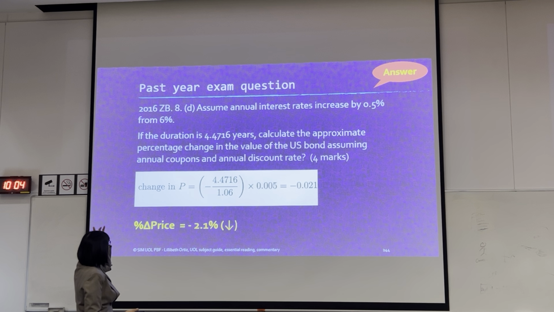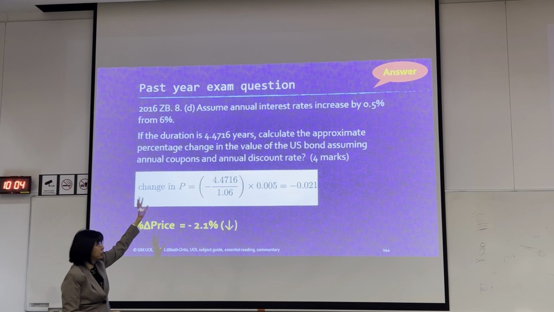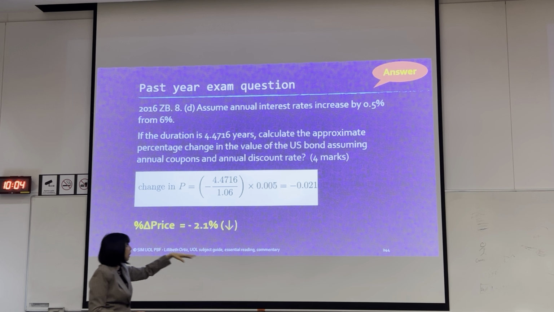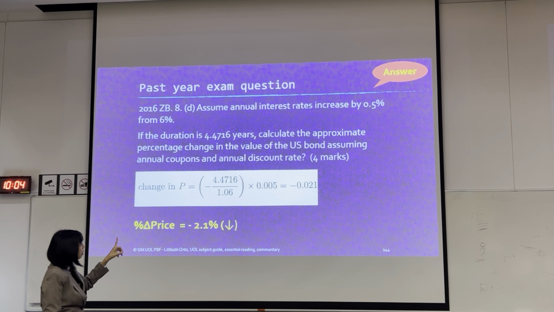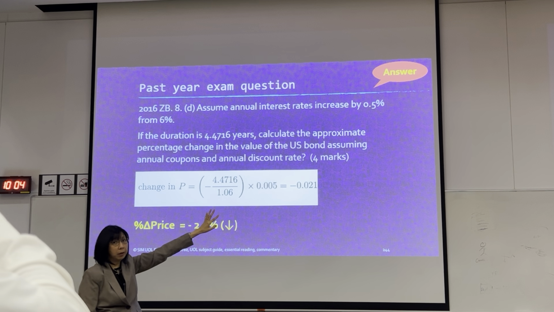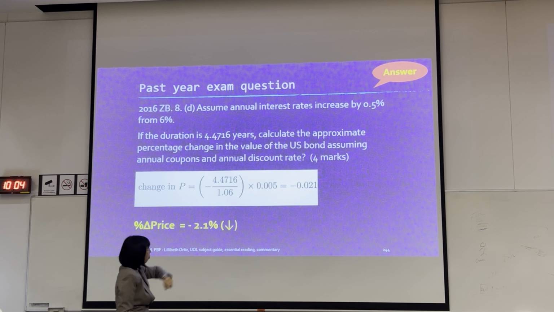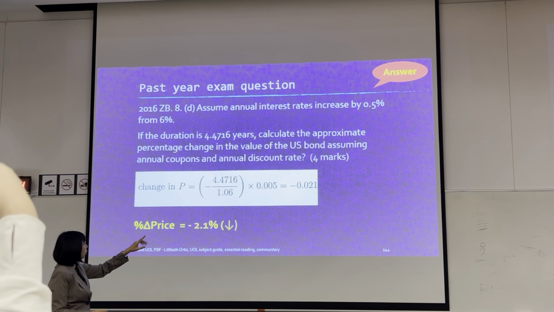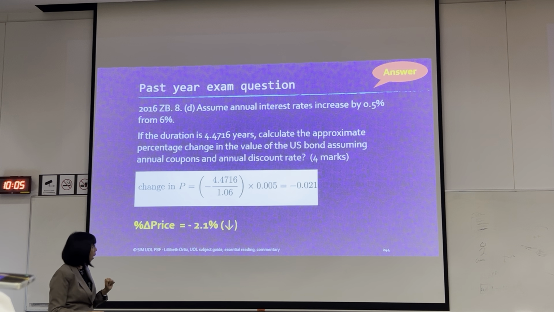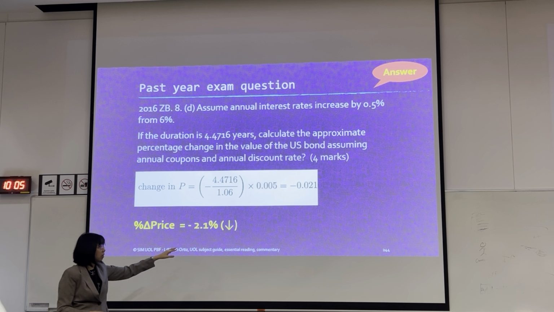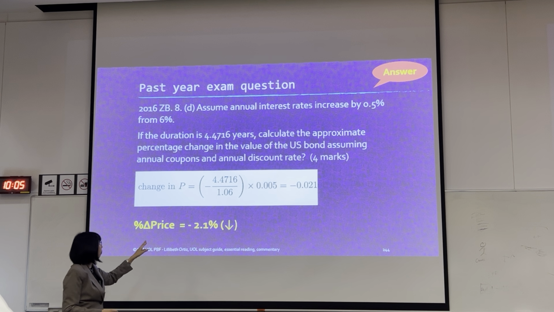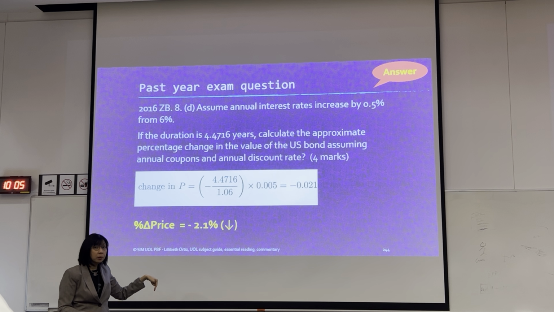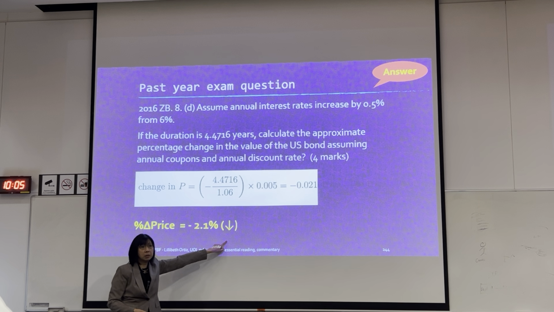Currently the interest rate is 6%, 0.06. And then the change in interest rate is positive 0.5%, so if you write it down, it's 0.005. And you will get 0.021, which is basically negative, which means that if interest rates were to increase by 0.5, the price of your bond will decrease by 2.1, because it's negative. That's why it's a decrease.